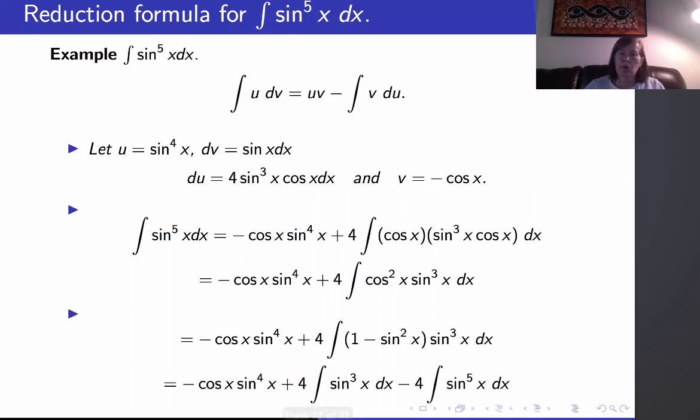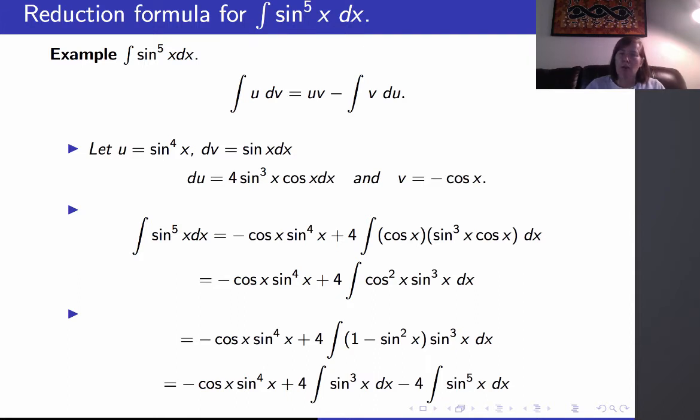Now the thing about cosine squared, which is often very useful when you're integrating, is you can rewrite it in terms of sine squared. So cosine squared of x is 1 minus sine squared of x. And substituting that for cosine squared in the integral on the right means we can break up this integral. It becomes sine cubed of x minus sine to the 5x, and we can break it up into two simpler integrals.